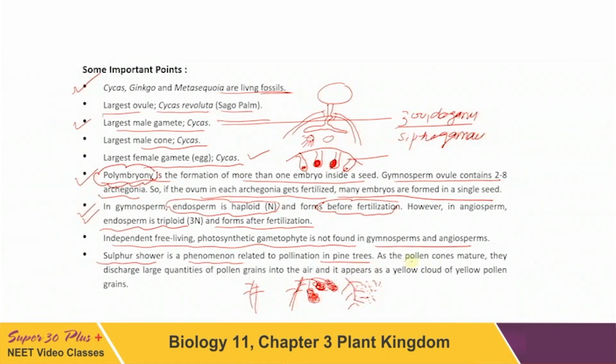As the pollen cones mature, the microsporophylls separate and release the male gametophyte, or pollen grains, in the air. A large quantity of yellow pollen grains is released in the air, and it appears as a yellow cloud of pollen grains. Right? These are important points related to gymnosperms. There is no need to repeat all these things.